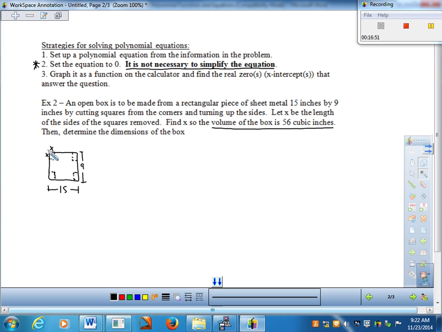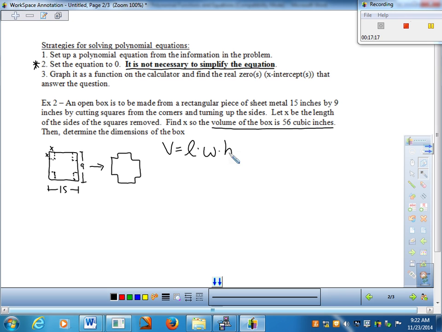Hopefully you can picture what happens when I cut those out. I get a figure that looks something like this. Again, I can't really draw very well, but hopefully you get the idea. The flaps fold up, and we're ready to go with our open top box. Now, we've seen this before. Obviously, the volume of a box is just length times width times height.